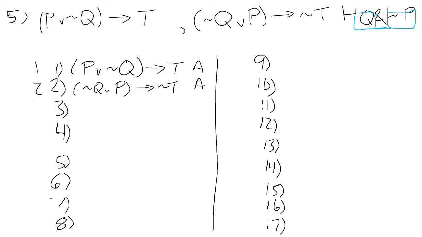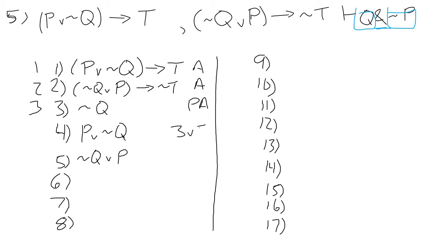So can I get Q anywhere from what I've got? No. So what we're going to have to do is a tilde out on this by doing a PA. And then we can build up our two antecedents from this. So we can do P wedge tilde Q, and we can do tilde Q wedge P. So we're going to do both of those at the same time because it's the same rule for both.